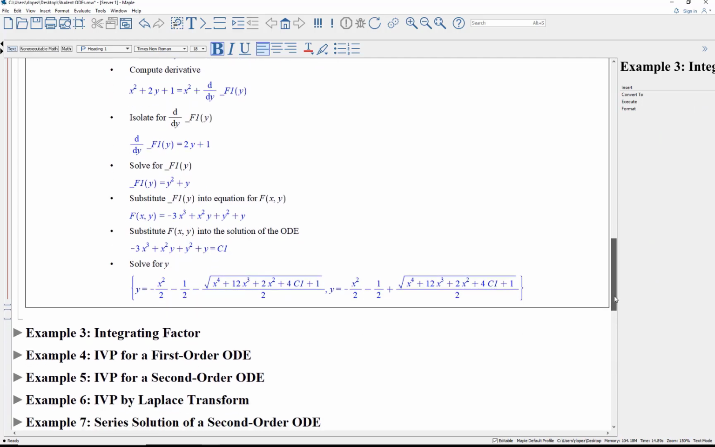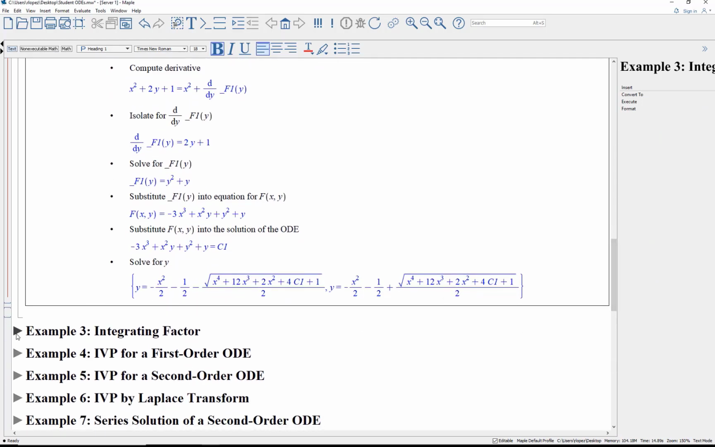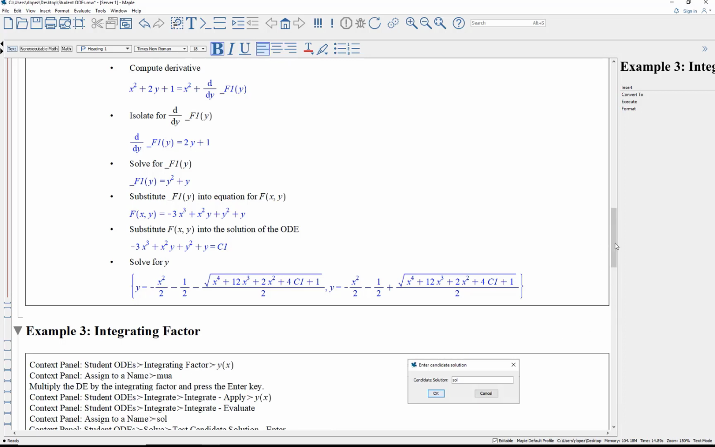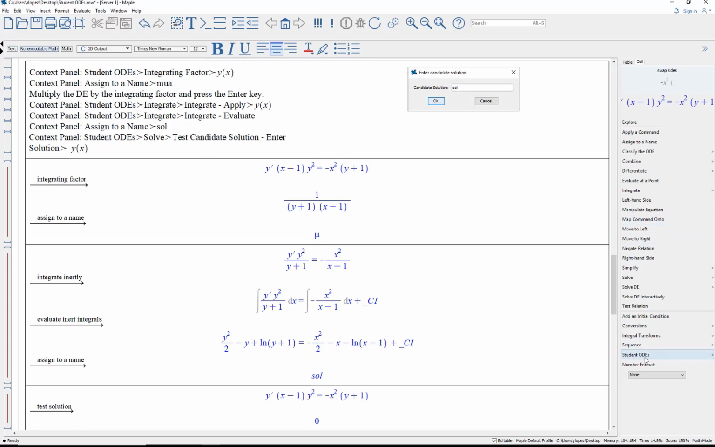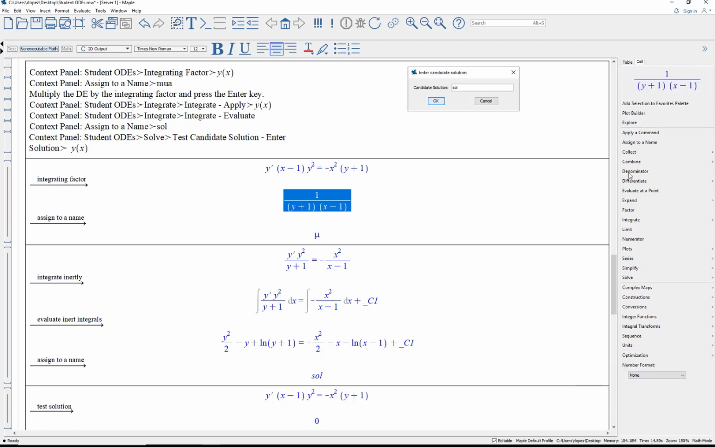Third example is a differential equation that has an integrating factor. So let's take a look at this differential equation. Here's the differential equation. Student ODEs, integrating factor. Maple provides an integrating factor using the ordinary tools here in the context panel, assigned to a name. Give it the name mu.